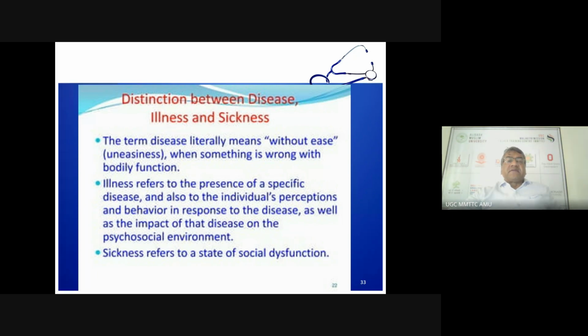What is disease? Uneasiness, when something is wrong with the body function. And illness refers to the presence of a specific disease, plus the individual's perception, behavior, and response to the disease, as well as the impact of that disease on the psychosocial environment. These three components are the components of illness. Sickness refers to the state of social dysfunction.